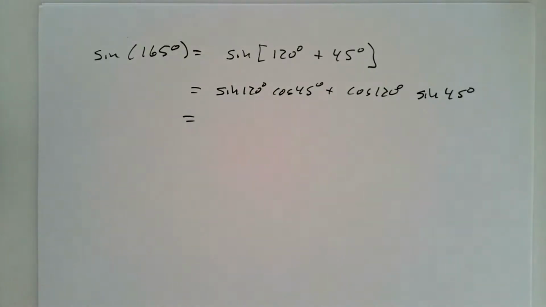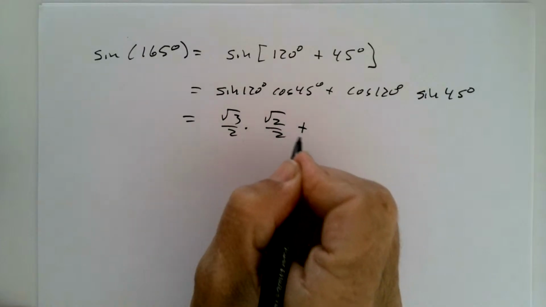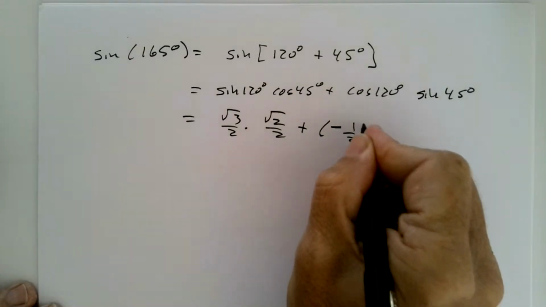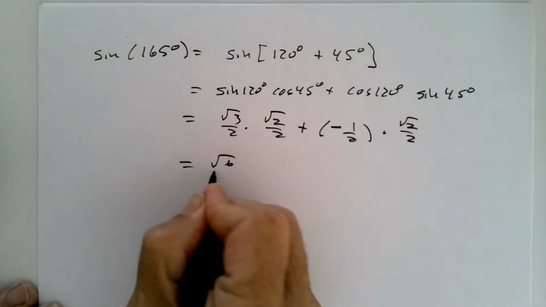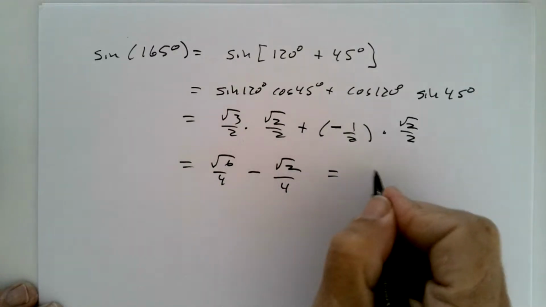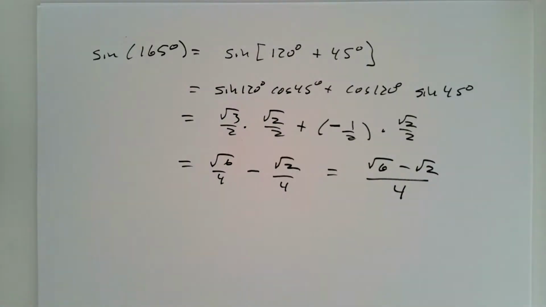Sine 120 is in quadrant 2, same as sine of 60. That's positive, so that's root 3 over 2. Cos 45 is root 2 over 2. Cos 120, again, second quadrant cosine is negative. So negative cos of 60, so that's negative 1/2, times sine 45, which is root 2 over 2. So we get root 6 over 4 minus root 2 over 4, which we could write as a single fraction if you prefer. Root 6 minus root 2 over 4 is what that becomes.